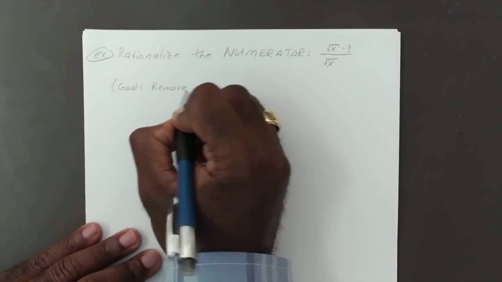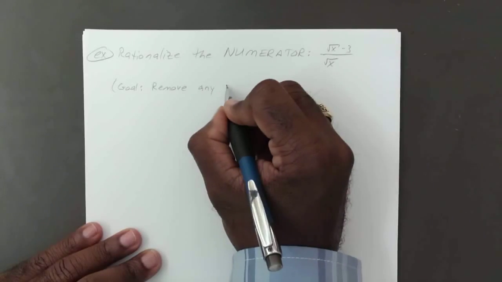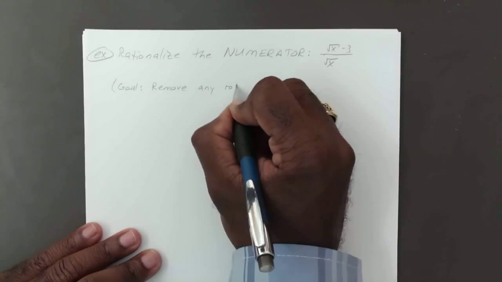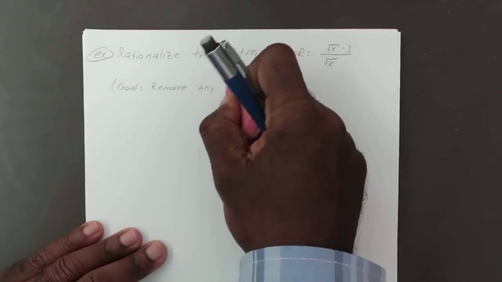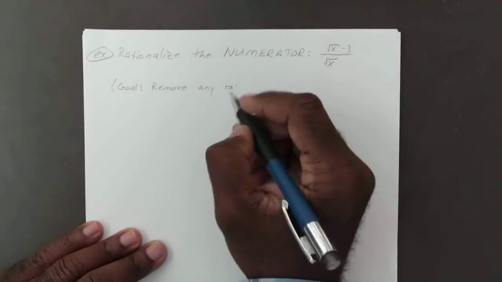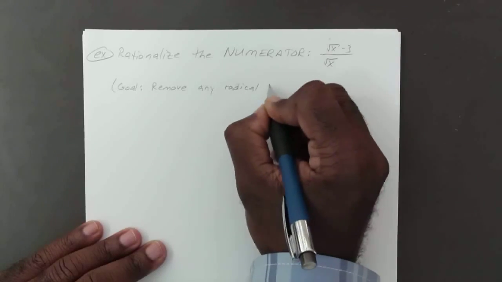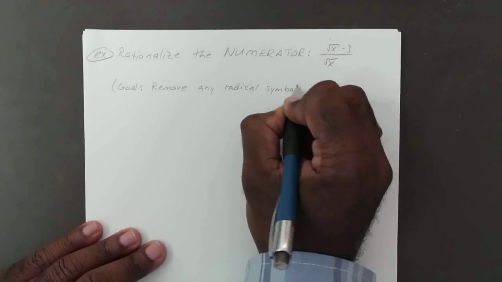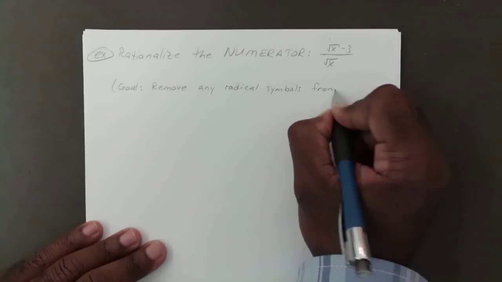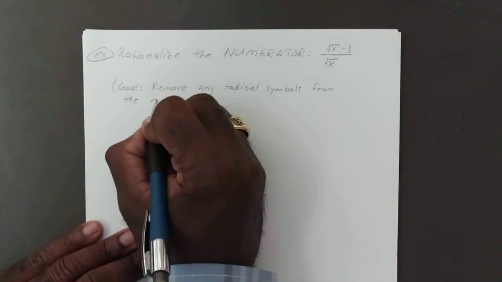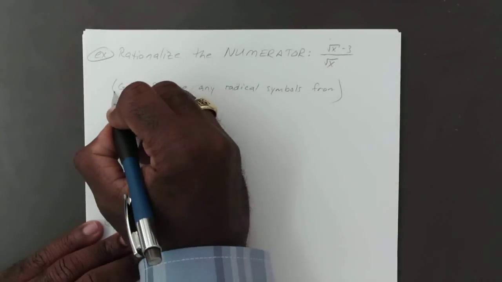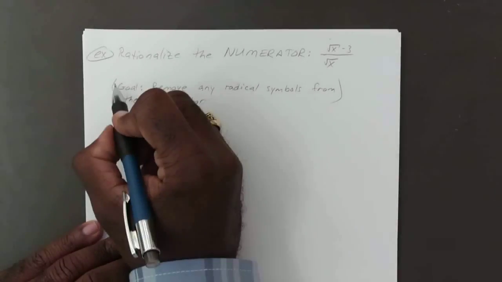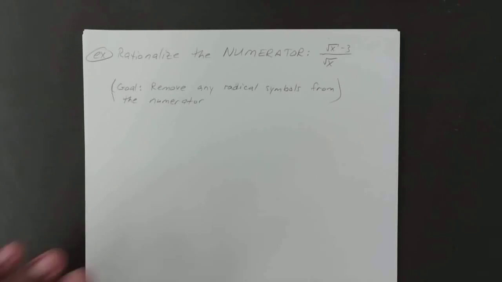So our goal is to remove any root symbols, or radical symbols, from the numerator. Okay, so whichever one you have to rationalize, that's where you're going to remove the root symbols from. But the approach is exactly the same.